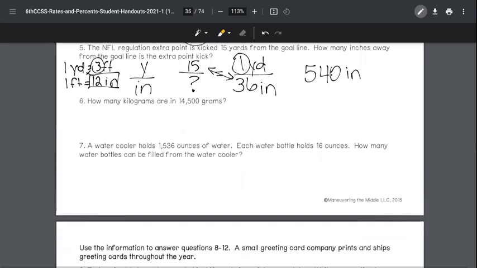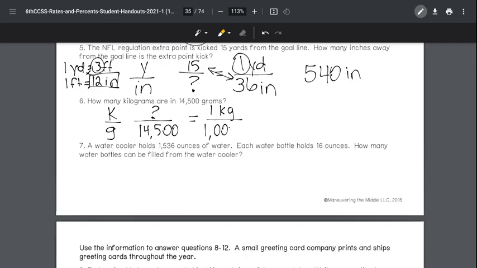Number 6, you needed your conversion chart for this as well. How many kilograms are in 14,500 grams? Set up your proportion, just like I've done in all the problems. 1 kilogram equals 1,000 grams. Cross multiply and then take that answer and divide it by 1,000. You figure out there are 14.5 kilograms in 14,500 grams.